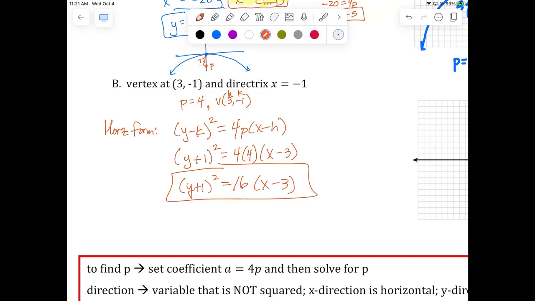You don't have to solve for x. I only solved for y in the previous one so we can recognize it in the other form. We're isolating the squared piece. 4p is in front, x minus 3. Now, if I gave you this equation and I asked you for the p-value, you would just say, oh, the number in front of the non-squared is 16. That's 4p. Set 16 equal to 4p. Solve for p and you get p equals 4. Okay? So we should be able to go both ways. Write the equation, or given the equation, we should be able to sketch the graph.